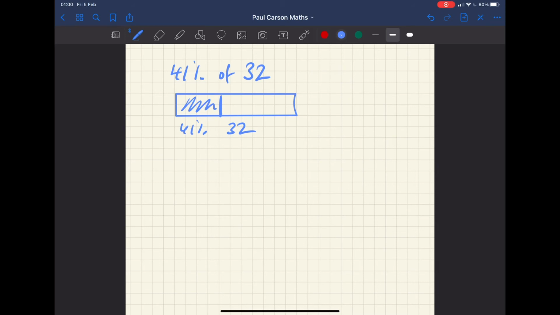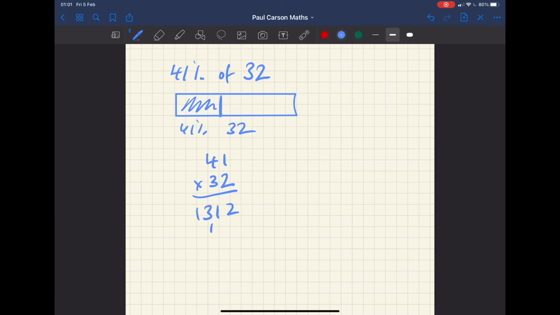So instead of doing 10%, 1%, all that stuff, ignore all that and just do 41 times 32. And if we do that, we're going to have 1 times 2 is 2, 8 and 3 makes 11, 4 times 3 is 12, plus the 1 is 13. Now that's not the answer yet, because we've got to do something else.